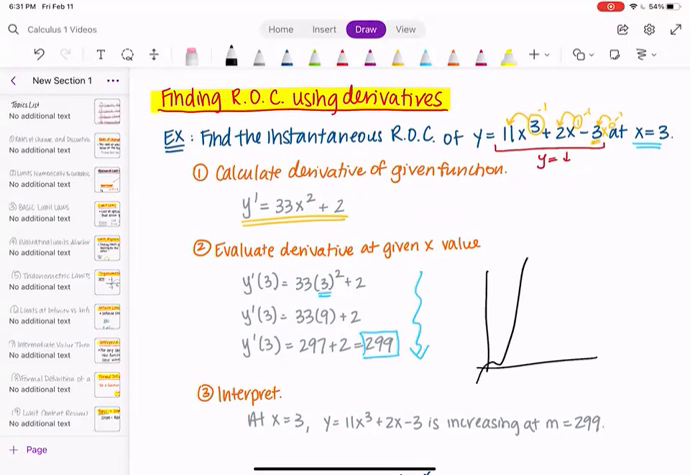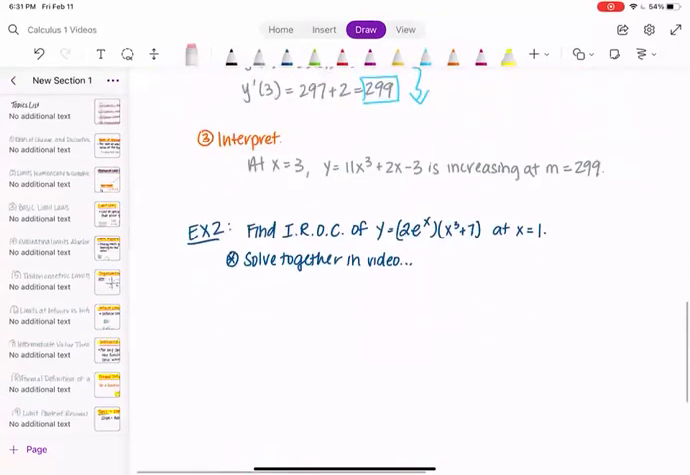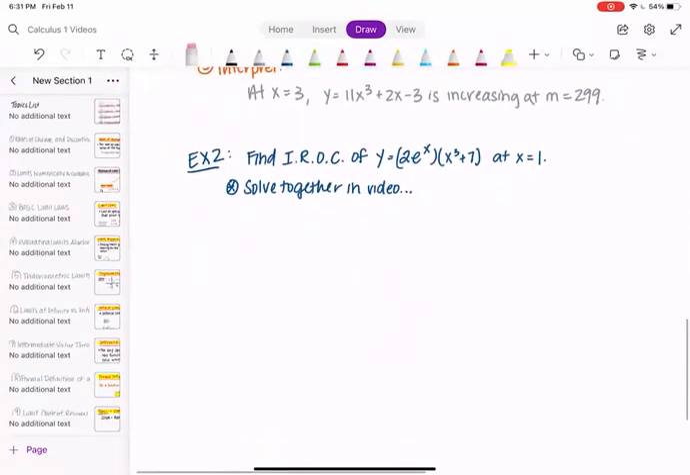So it'll look something like, I'm sure of that, right? And then 3 is probably somewhere like here. So the rate of change at this point is 299. The slope of that tangent line is 299 at x equals 3. So that's what that tells you.